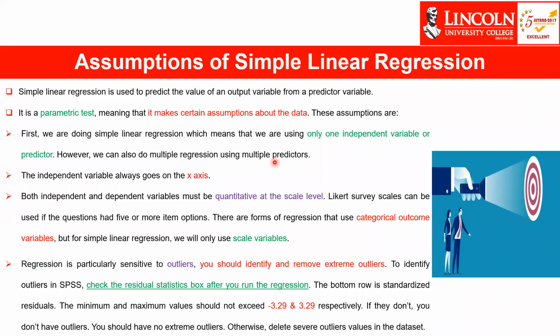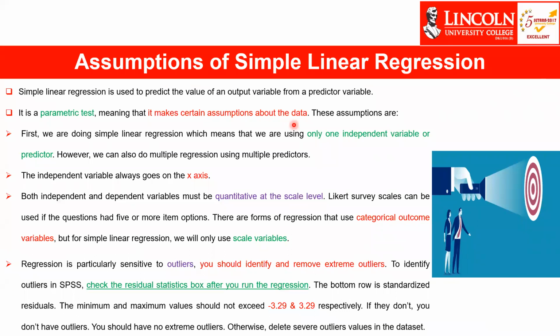Okay. Just like what we did in our previous class when we checked for some assumptions as well. Simple linear regression is used to predict the value of an output variable from a predictor variable. So it is a parametric test, meaning that it makes certain assumptions about the data.